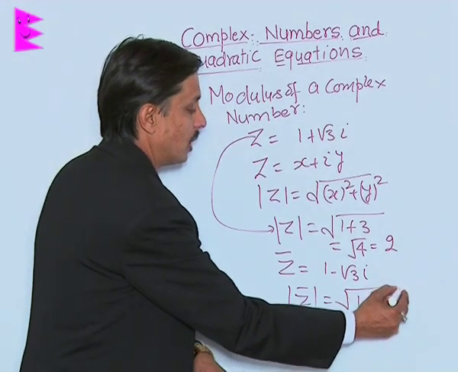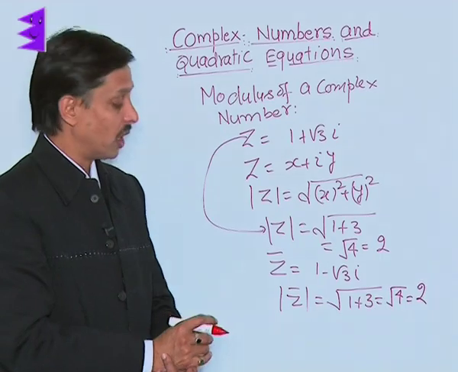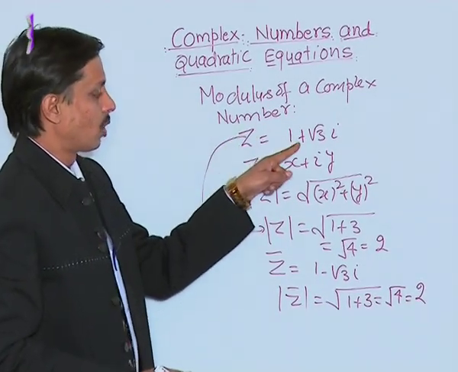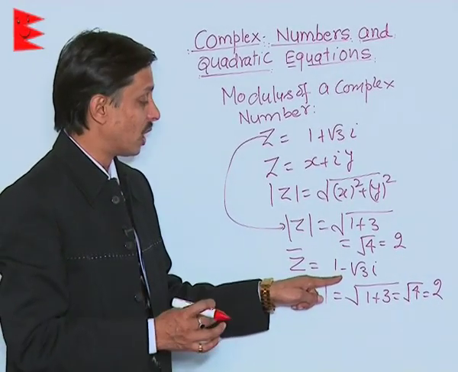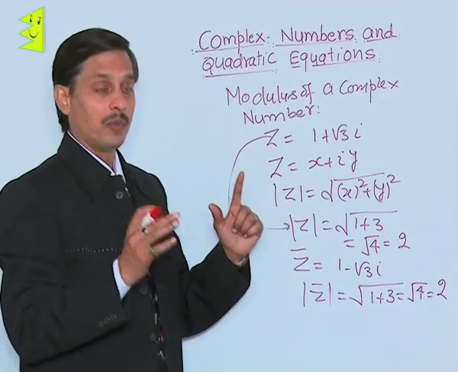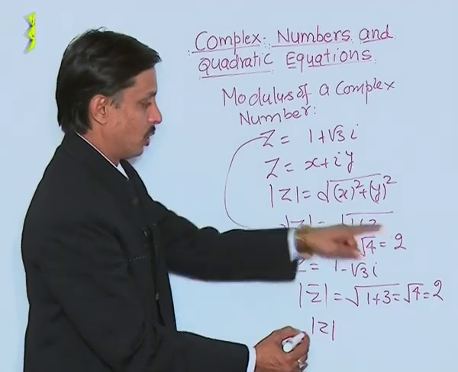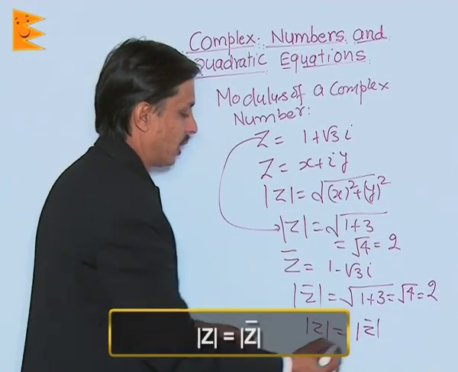So 1 plus 3, this becomes root 4. The answer comes out to be 2. So it's very simple: if there is a complex number and there exists its conjugate, then we can find that the modulus of the complex number is 2, as well as the modulus of its conjugate is also 2.